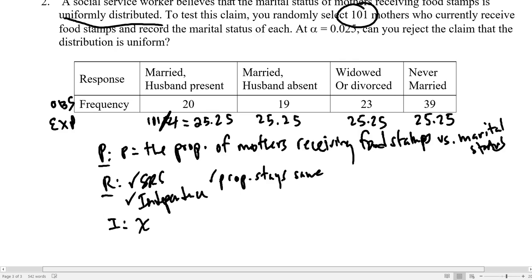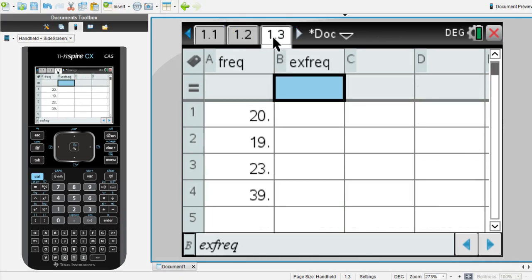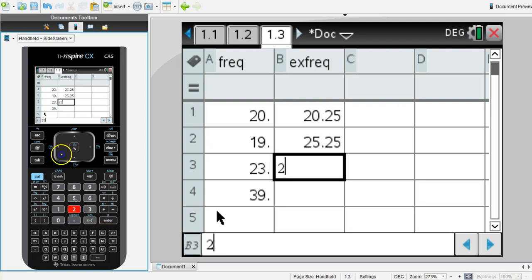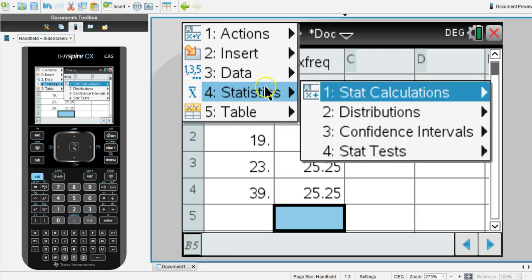What is our test? Chi-squared, goodness of fit. We got the observed, we got the expected. Take a minute, type in the observed. I call them frequency and expected frequency. It's these numbers, and then it's 20.4101 divided by 4. The calculator can do some heavy lifting for you. Okay, that's the hard part. Filling in the observed, filling in the expected. The calculator will do the heavy lifting from here.